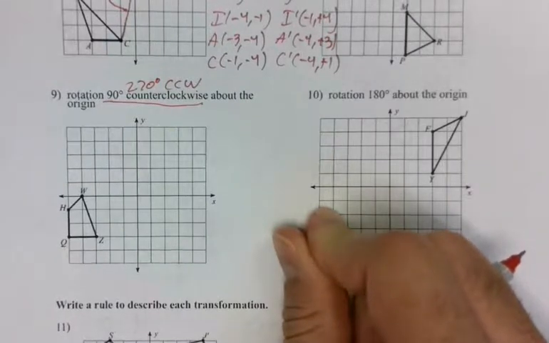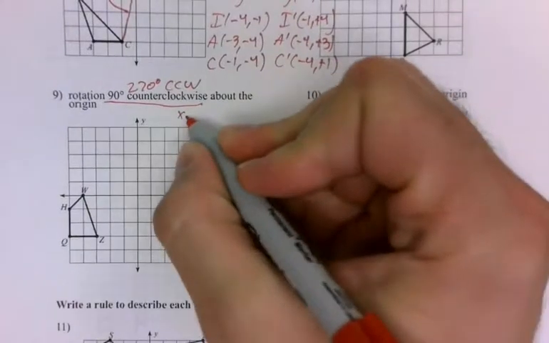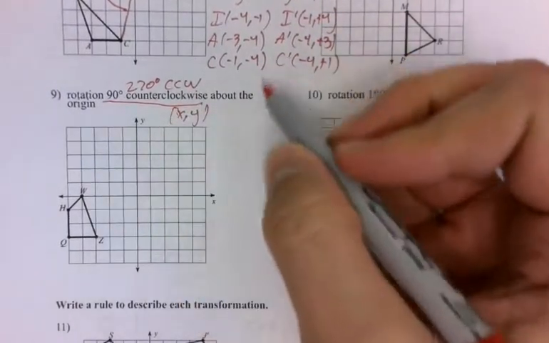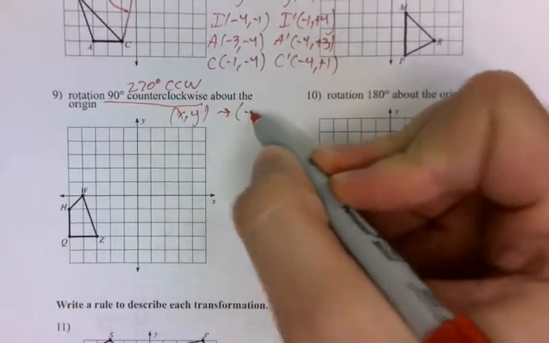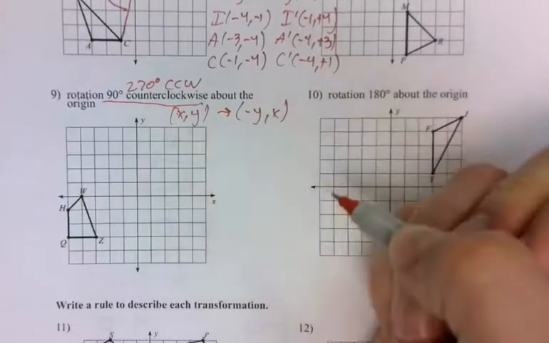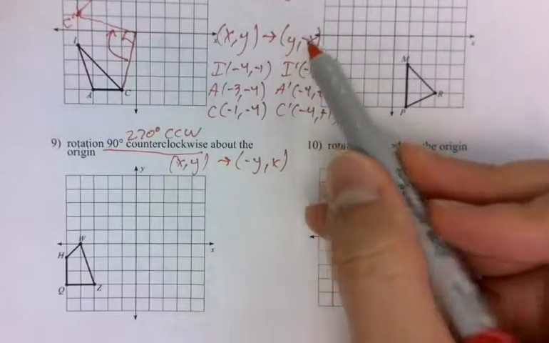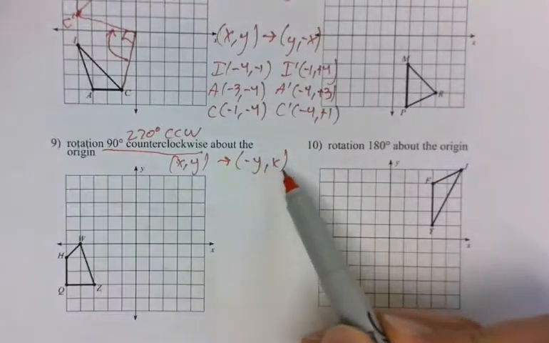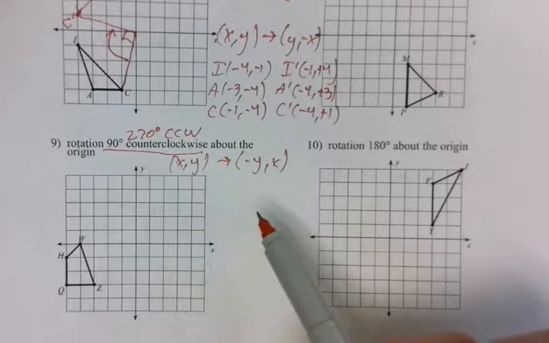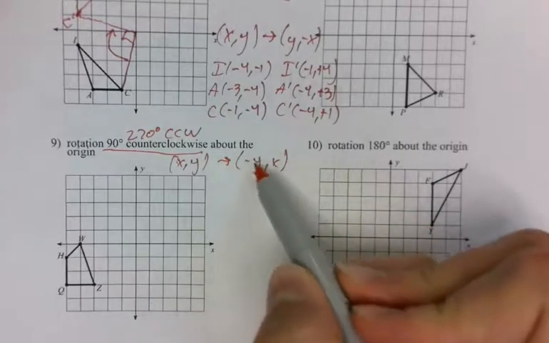So the rule for that, though, is that xy will become negative y x. The difference between this and the other one is, notice xy became y negative x, but now it's going to become negative y x. So you're still switching the x and y, but now this one's changing sign rather than the other one.